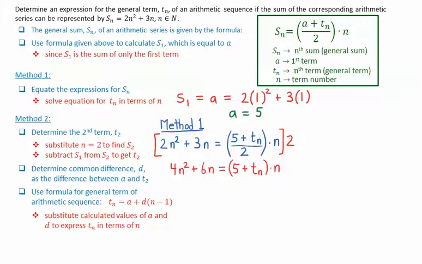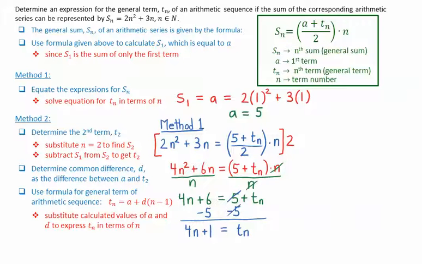In order to isolate the Tn, we will next divide both sides of this equation by n. The n's completely cancel out on the right side of the equation, and we can cancel out an n from the 4n squared and the n from the 6n. This results in 4n plus 6 equals 5 plus Tn. To isolate Tn, we would then subtract 5 from both sides. This results in Tn equals 4n plus 1.